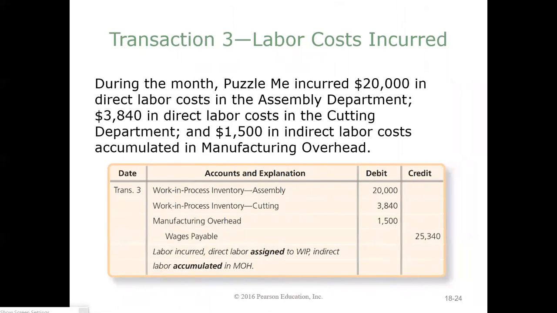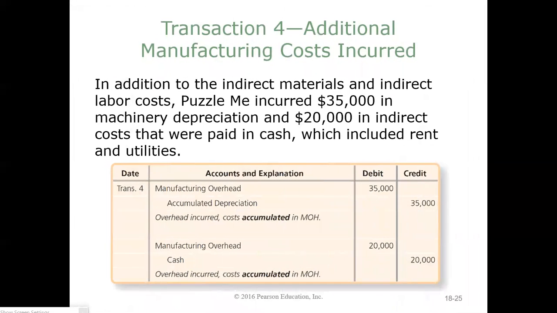Labor costs incurred during the month, they incurred 20,000 in direct labor costs in the assembly department, 3,840 direct labor costs in the cutting department, plus 1,500 in indirect labor costs. So again, we debit work in process inventory assembly, work in process inventory cutting, manufacturing overhead, and then we credit wages payable. Unless, of course, we paid all those wages in cash, then we'd credit cash. But they're always going to do it as wages payable for the class. So you see how this works?